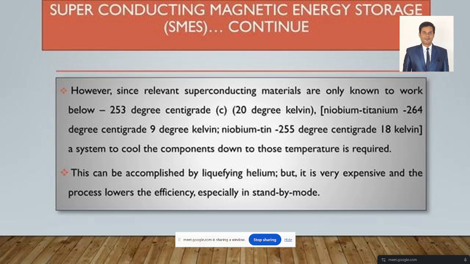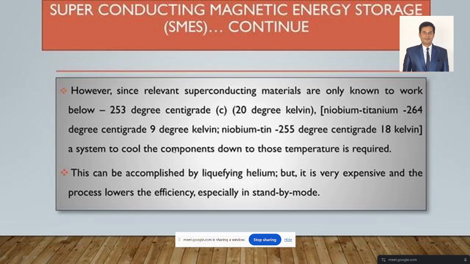Superconducting materials are known to work below minus 255 degrees, nothing but 20 Kelvin, right? The materials used are niobium titanium, at minus 264 degrees centigrade, about 9 Kelvin, and niobium tin, at about 20 Kelvin, minus 255 degrees centigrade. It means the material has to go to a very low temperature. Only then is it possible to make superconducting materials.